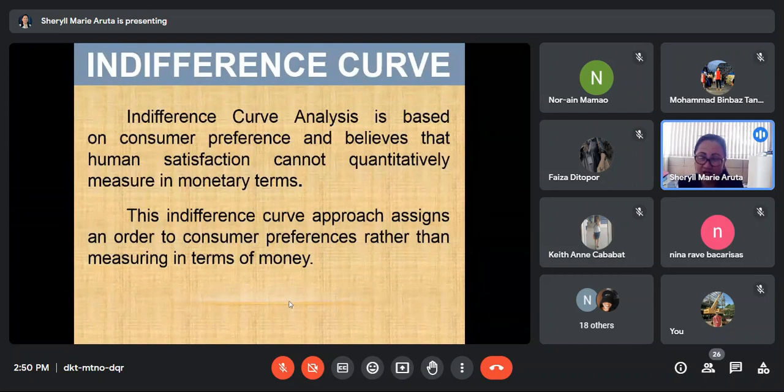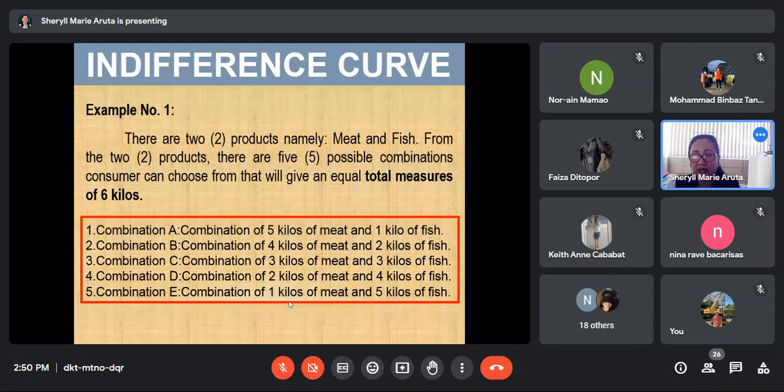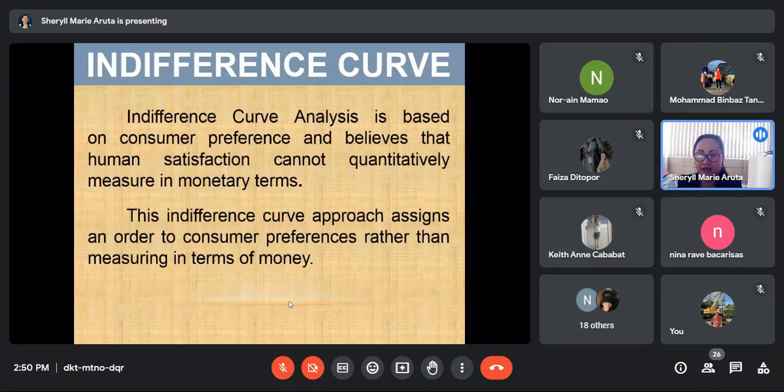Mao nang gipangitaan siya sa economics na concept og unsaon pag-measure. Mao nang naay theory of indifference curve, because this approach will assign an order to consumers' preferences rather than measuring in terms of money. So ang ato ang lesson sa indifference curve, it does not talk about money, but it has something to do with the preference of the consumer.